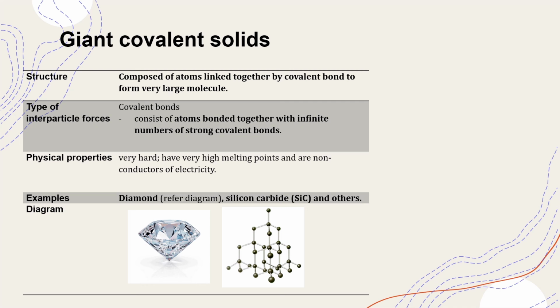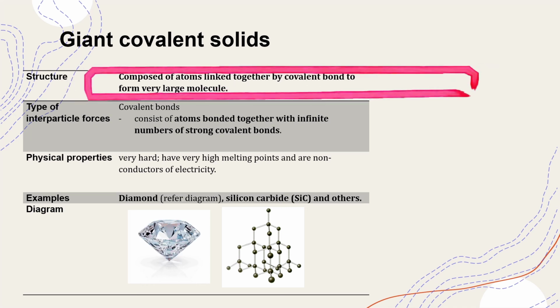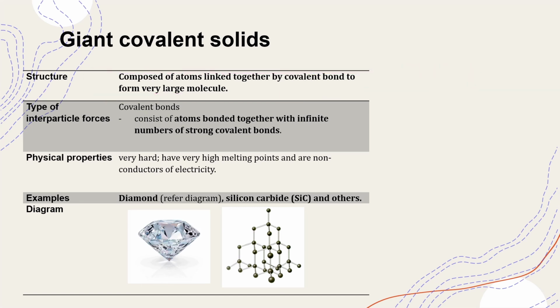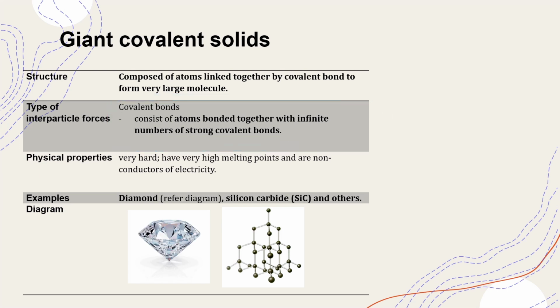For giant covalent solid, the structure is composed of atoms linked together by covalent bonds to form very large molecules. So the interparticle forces for giant covalent solid will be covalent bonds, and there are infinite numbers of strong covalent bonds in the giant covalent solid. The physical properties for giant covalent solid include being very hard, having very high melting points, and being non-conductors of electricity. Examples of giant covalent solid include diamond and also silicon carbide and others.